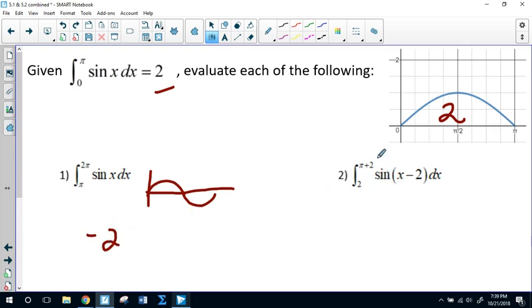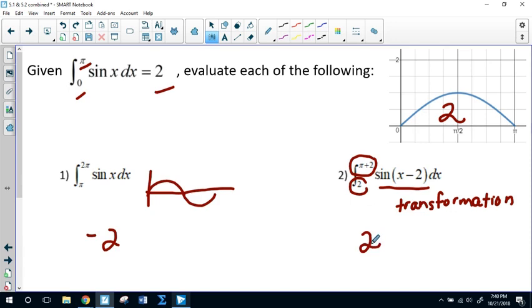Now this one, pay attention to how this all worked here. Everything from the original problem, at least here and here, has been shifted to the right 2. So my lower bound went to the right 2, my upper bound went to the right 2. And then using what you learned and know about transformations, remember from last year, y's are y's, x's do the opposite of what you think. So this x is also going to the right 2. So the sine curve has been shifted to the right 2. The bounds have been shifted to the right 2. So therefore, it's the same exact region. So it also has an area of 2.